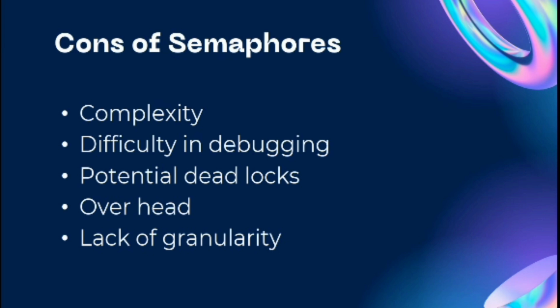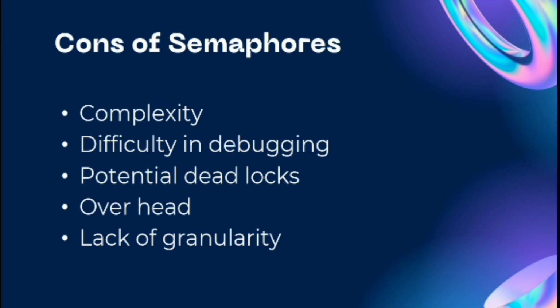And the next one is difficulty in debugging. Debugging issues related to semaphore misuse can be challenging as they often involve non-deterministic behavior and timing-dependent problems. And moving to the other one, potential deadlocks. If semaphores are not used correctly, they can lead to deadlock situations where threads or processes are unable to proceed.